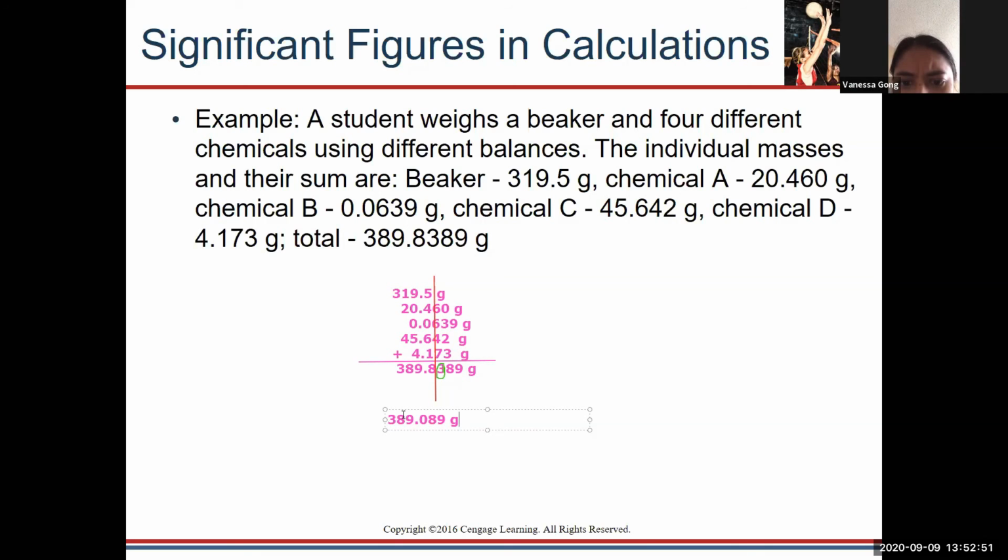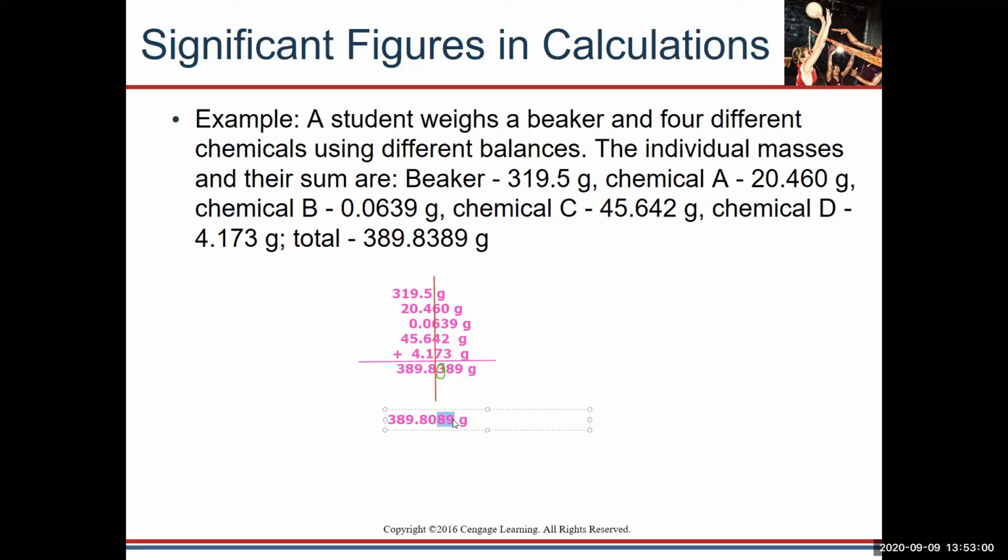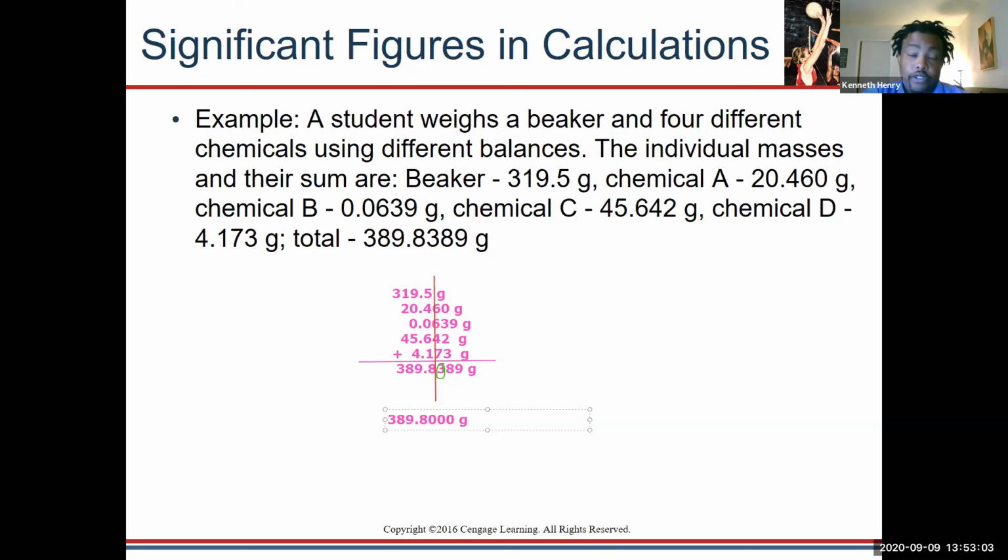Is that going to be my answer? No. The rest of them become zeros because isn't it the rounding factor or something? Okay, it's my rounding factor. So the rest of these guys become 0. So am I going to put those zeros there? Well, no. Ah, so it's just going to be 389.8. So a total of 4 significant figures. That is correct. Piece of cake.